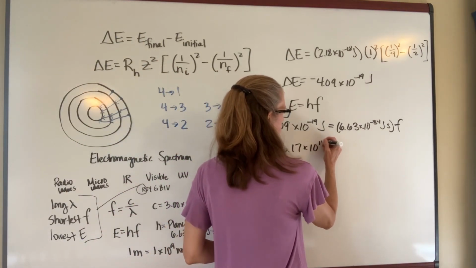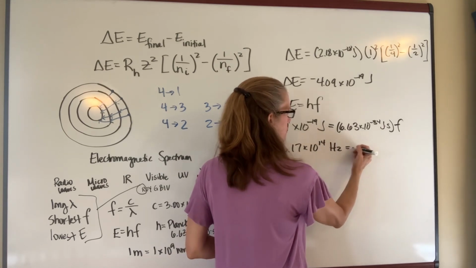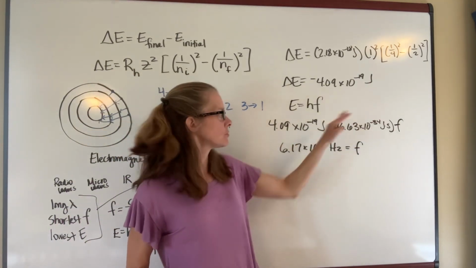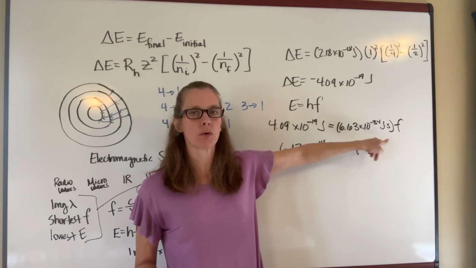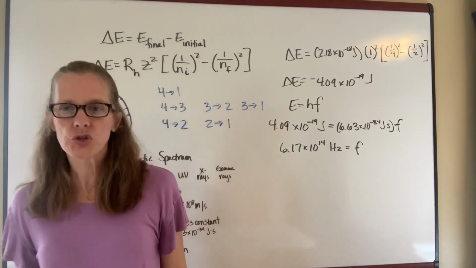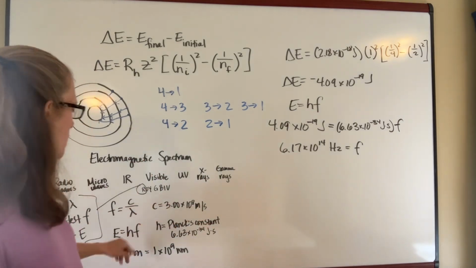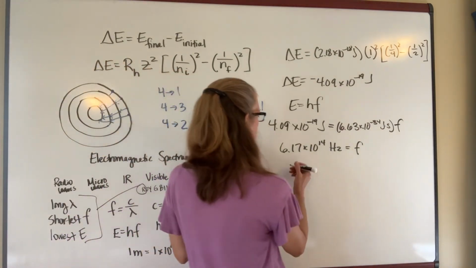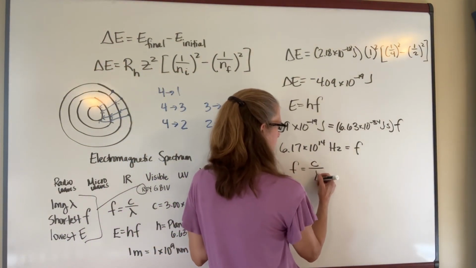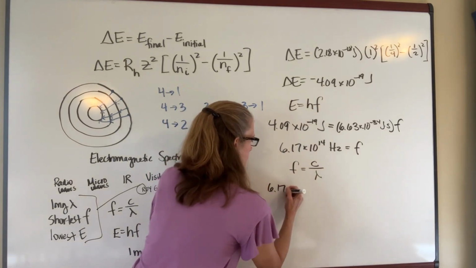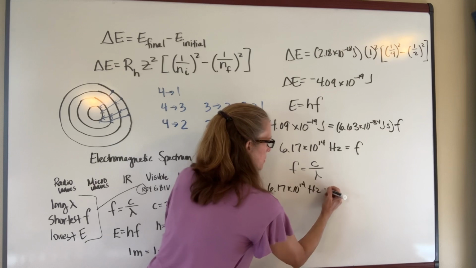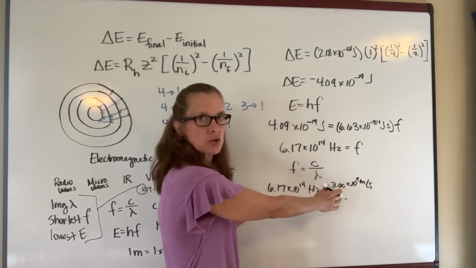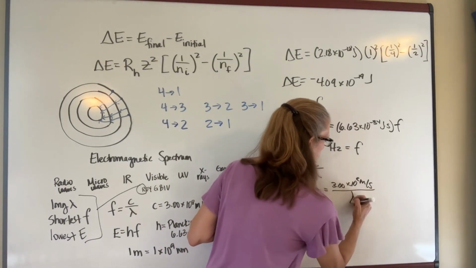And so then when you do that, you're going to end up with 6.17 times 10 to the 14th hertz is what your frequency is, because you're taking joules, you're dividing by joules per second, so the joules cancels out, seconds ends up in the denominator, which is what hertz is, okay? Once you have hertz, you can then plug that into the equation which has the speed of light in it, and then that's going to be able to give you the wavelength. So f equals c over wavelength. Frequency, 6.17 times 10 to the 14th hertz equals 3 times 10 to the 8th meters per second. This does have two significant figures over wavelength.